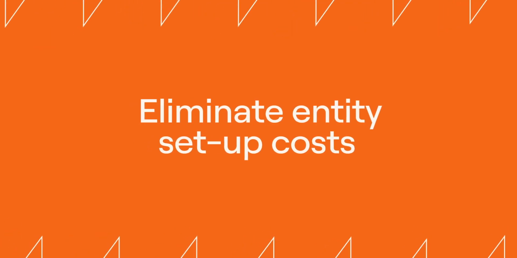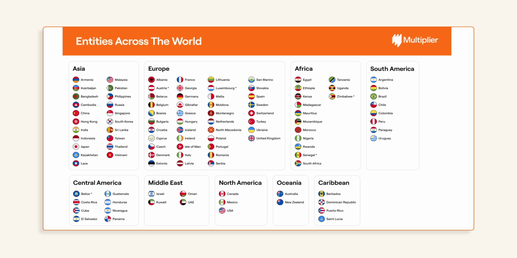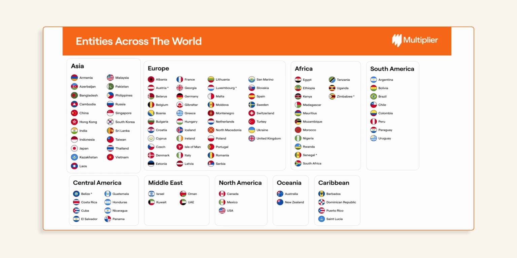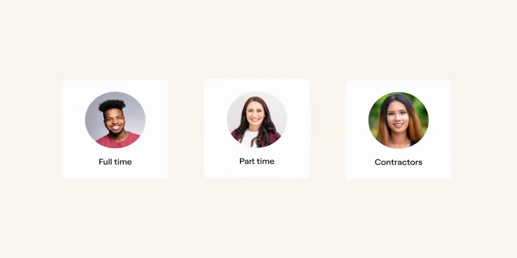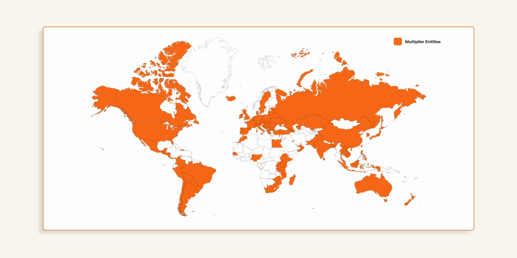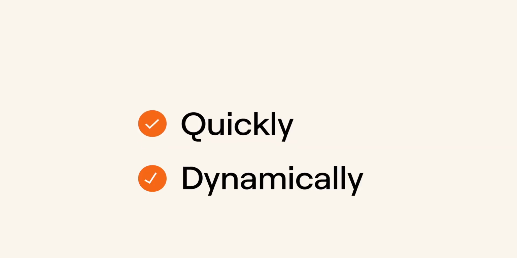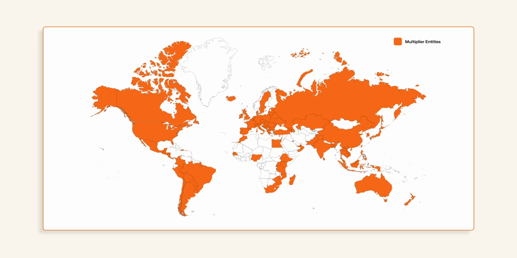Eliminate entity setup costs. Let's start with a quick overview of what Multiplier offers. With Multiplier, you can employ and explore talent in over 150 countries, regardless of whether you're looking to hire full-time or part-time employees, or even contractors. Our platform lets you expand into new markets without the need for setting up a local entity or investing in the operations and infrastructure that typically comes with it. This flexibility means you can tap into new talent pools quickly and dynamically, adapting to market changes without the hefty costs of building operations from scratch.